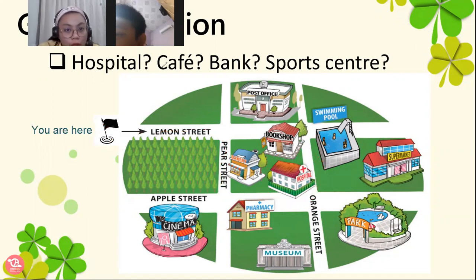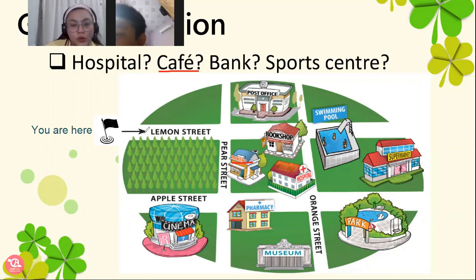So what else? Cafe. Where's the cafe? Where is it? Yeah, I don't know. It's a cafe. Maybe this one, the bakery. Bank. Cafe, pharmacy, museum, park, supermarket, swimming pool, bookshop. Okay, so if we are here, we want to go to the bakery.